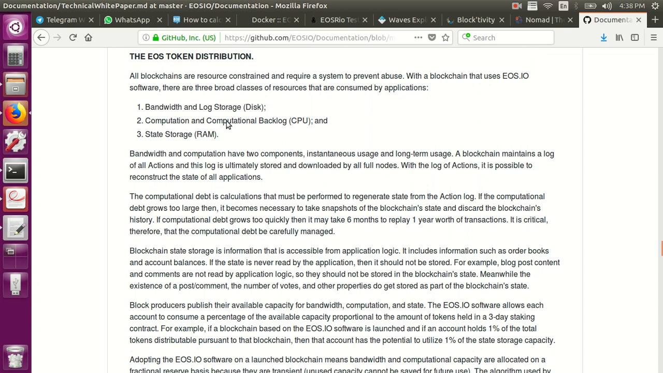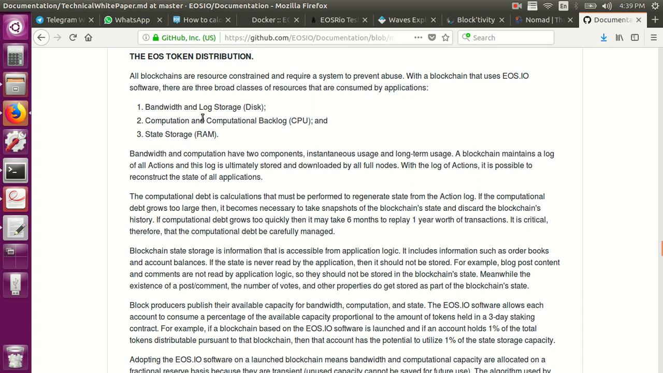But again, we'll talk about this when we actually start writing code. This makes a lot more sense when you're talking about code, especially the RAM section of this, because we'll be putting things in the blockchain RAM and taking things out, and we can talk about what's happening as far as token staking, things like that.